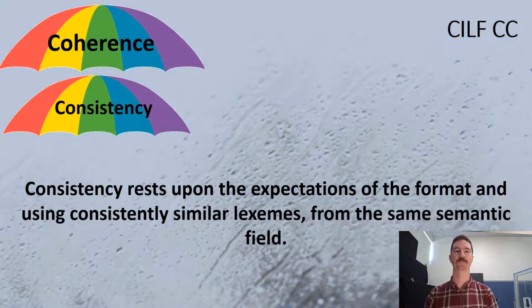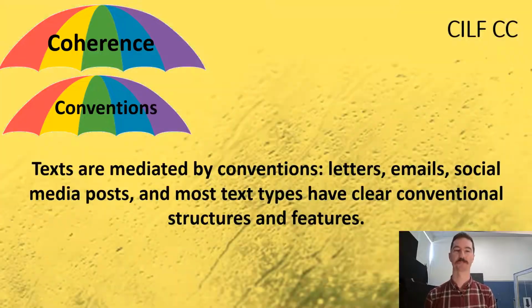Formatting, again, headings, images, spacing, captions, all those kind of things that make a text more coherent, easier to read, easier to understand. Consistency, mostly this is coupled with the next one, conventions. Consistency and conventions go together. In fact, a lot of these interweave, but it's mostly about syntactic patterning, so similar semantic field words or lexemes chosen.